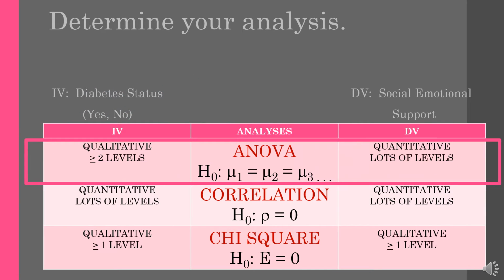And if we have a qualitative IV, diabetes status, yes, you do have diabetes, no, you don't have diabetes, and a quantitative DV, social emotional support with multiple levels, then that needs to be analyzed with ANOVA.